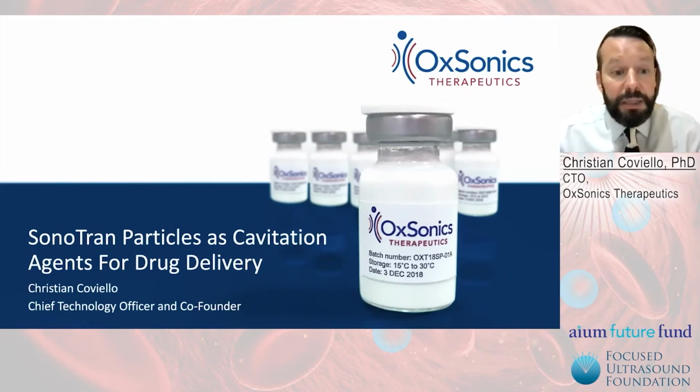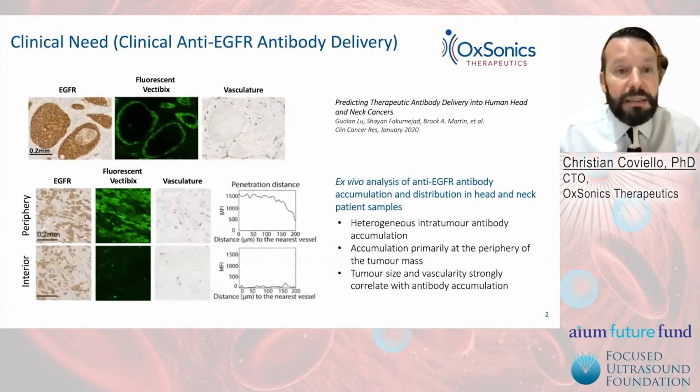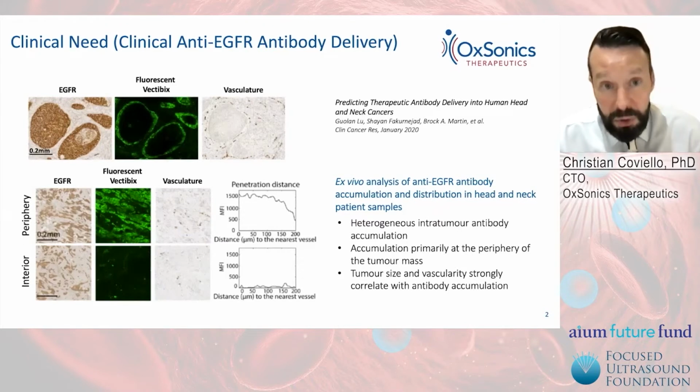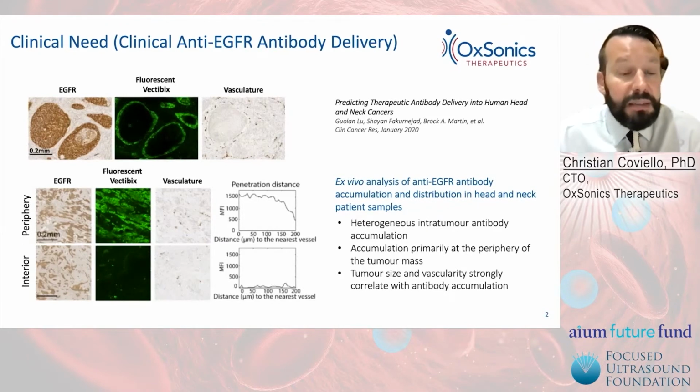The problem that I'll be speaking about is improving drug delivery in oncology. The clinical need that we're trying to address is that many drugs have very poor delivery into solid tumors. One example, in the case of head and neck cancer, is looking at the accumulation of an anti-EGFR antibody. In this case, the commercial name is Vectibix. And where you have patient slices of tumor, you see stained here in brown the cancer cells.